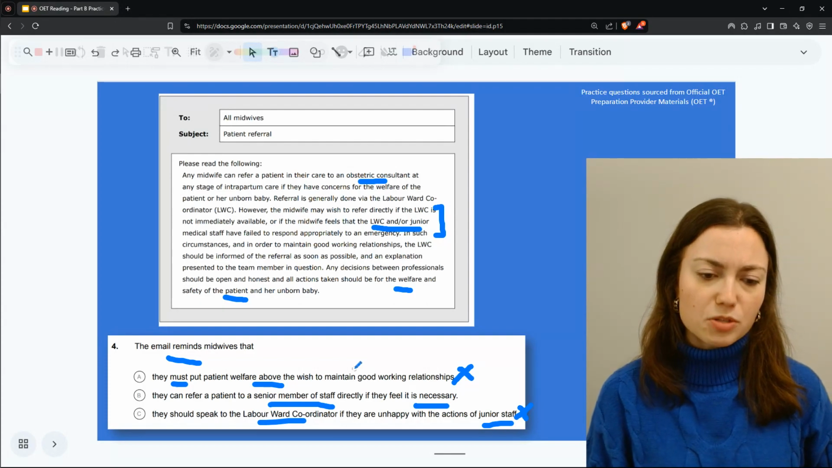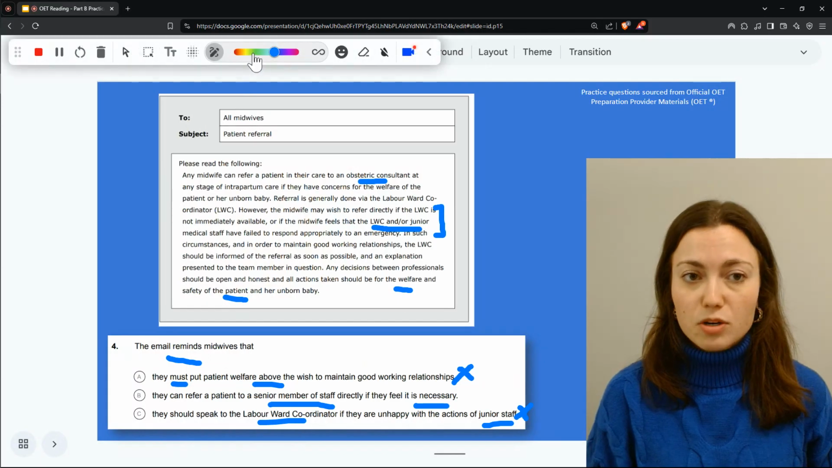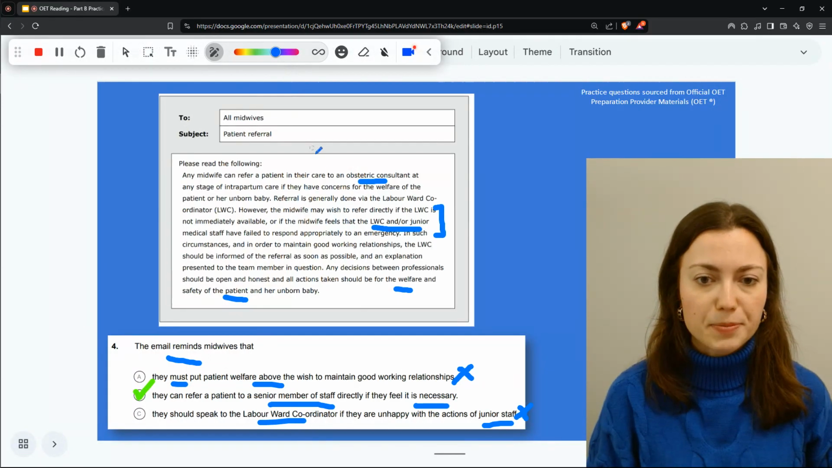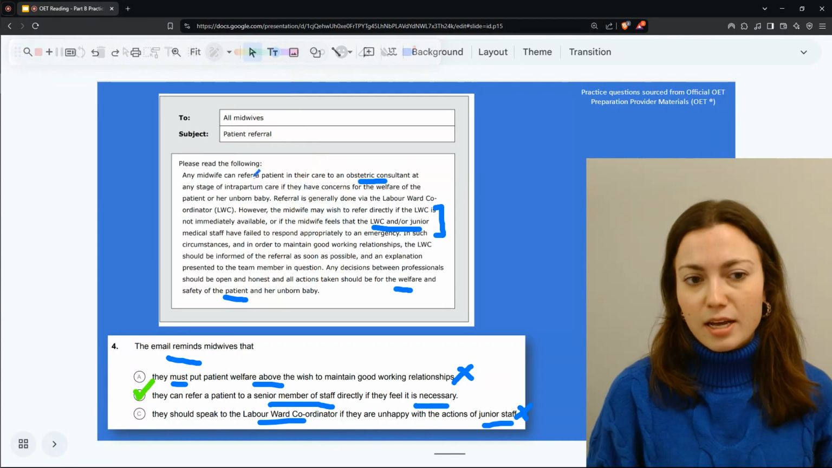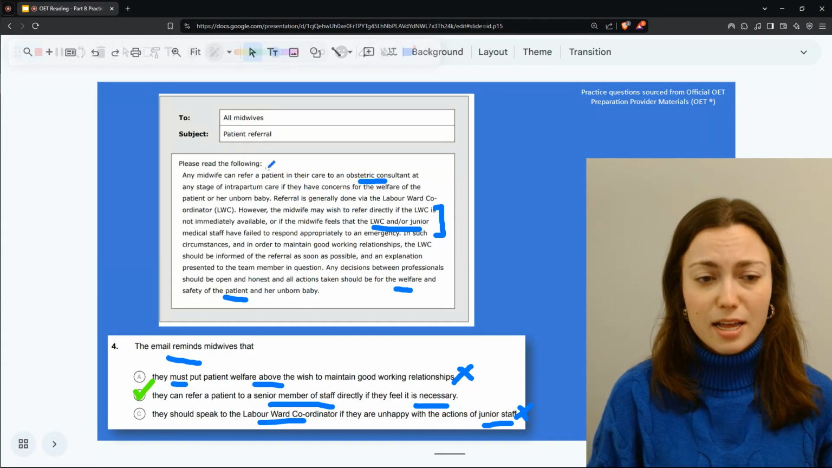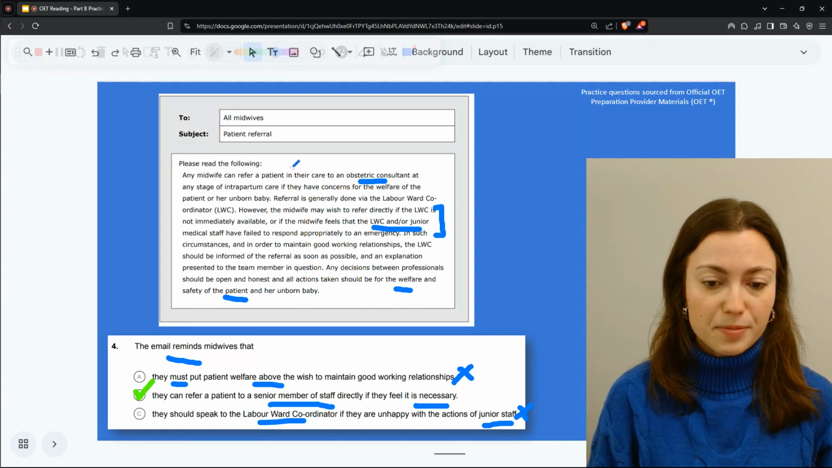They can refer a patient to a senior member of staff directly if they feel it is necessary. So it is the correct answer, but let's go in there and confirm with our positive evidence here. So right at the start, any midwife can refer a patient in their care to an obstetric consultant at any stage of intrapartum care if they have concerns for the welfare of the patient or her unborn baby.